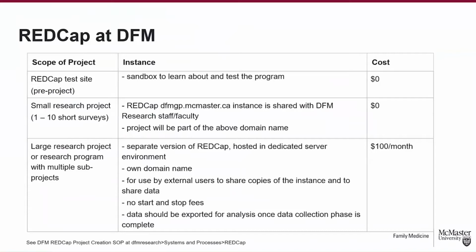But for larger projects, it's recommended to have its own specific instance. I know there's a couple in the department that do that. The ICANN ACP study, which I might get into a bit later, has its own specific dedicated URL to that project. So end users will log into that specific URL, and that can't be accessed by anybody else. And there's a fee to that. So these are some options within a department. And this information is in a SOP that was created last year on REDCap, which you can find on the shared drive.